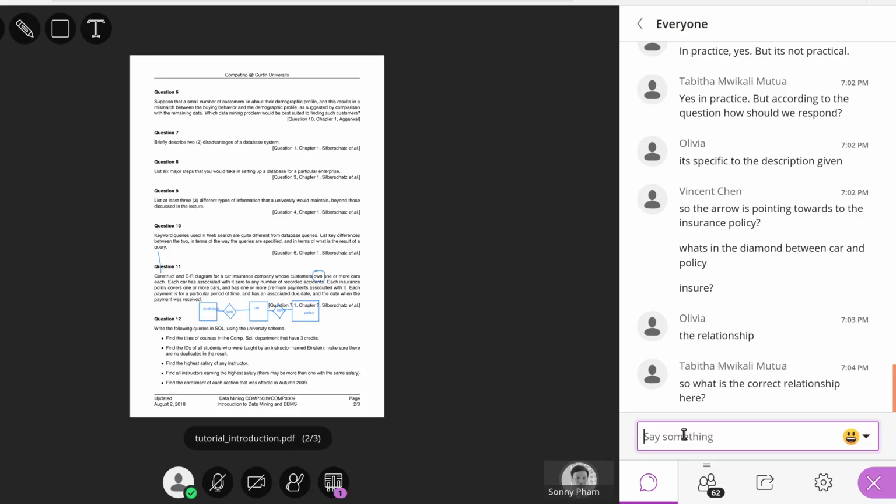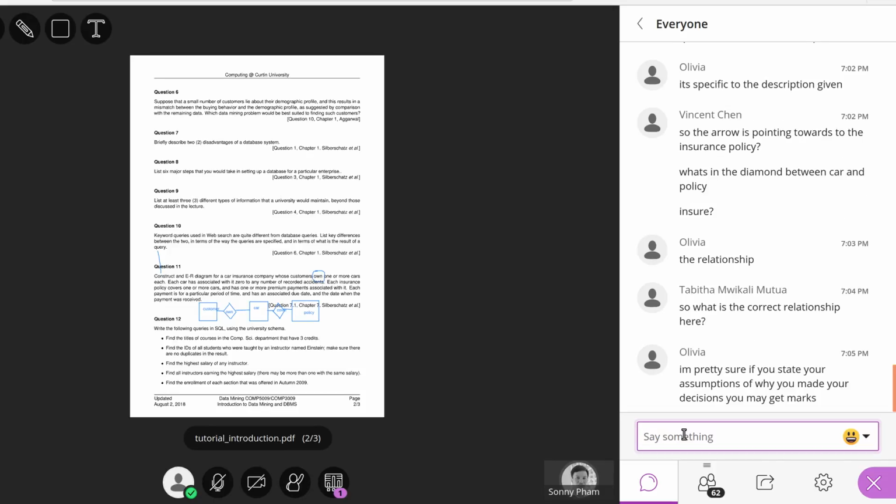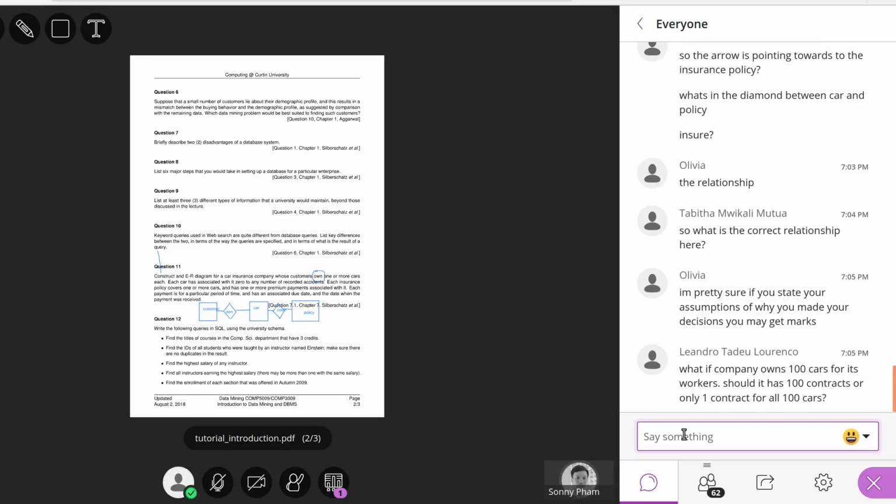If you come up with other arguments, I would like to hear them, but from my interpretation of the question, a customer might own a number of cars, and vice versa, a car might be registered under the name of two customers or more. Same thing with a policy and a car. A car could be covered by two different policies, and a policy may cover a number of cars, right?